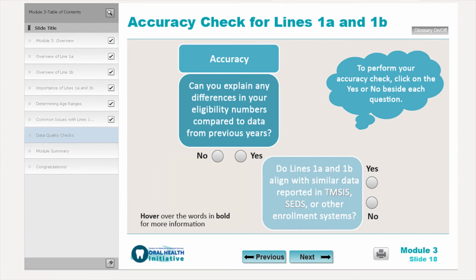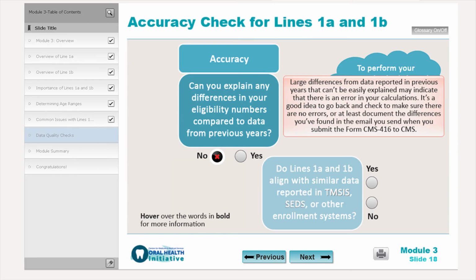The third component of data quality is accuracy. We have two questions here as well. First, when you review the data, can you explain any differences in your eligibility numbers compared to data from previous years? If you answered no, remember that large differences from data reported in previous years that can't be easily explained may indicate that there is an error in your calculations. It's a good idea to go back and check to make sure there are no errors, or at least document the differences you found in the email you send when you submit the Form CMS-416 to CMS.